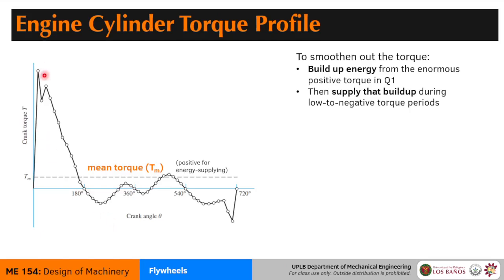This might be what a single cylinder engine curve might look like. In order to smoothen out the output of the crankshaft, of course, we don't want the crankshaft to just speed up, speed down willy-nilly. We want a smoothness to the rotation that the engine delivers. And in order to do that, we need a flywheel that will first build up its stored kinetic energy at the greatest positive loop in its torque curve in order to supplement the rest of its periodic behavior.